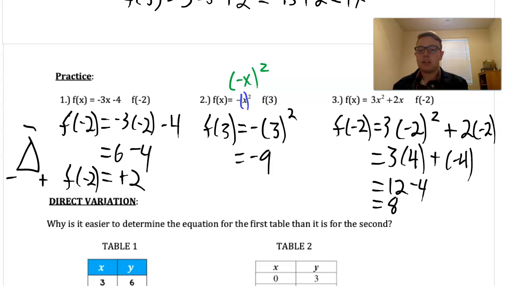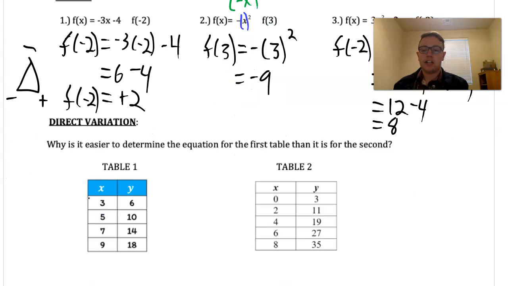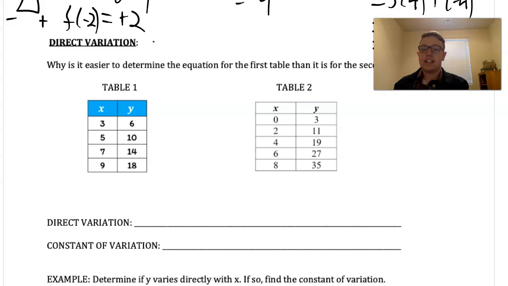Great, now we're going to move on to our last topic, which is direct variation. So my question is, why is it easier to determine the equation for this table than it is for this? And if we're looking at these from a table, what are we doing? We're looking at how much it's increasing, or we're looking at how much it's changing. For this, we see that each of our outputs is just double our inputs. But with this one, we can't say that because all of a sudden we have this 3 here.